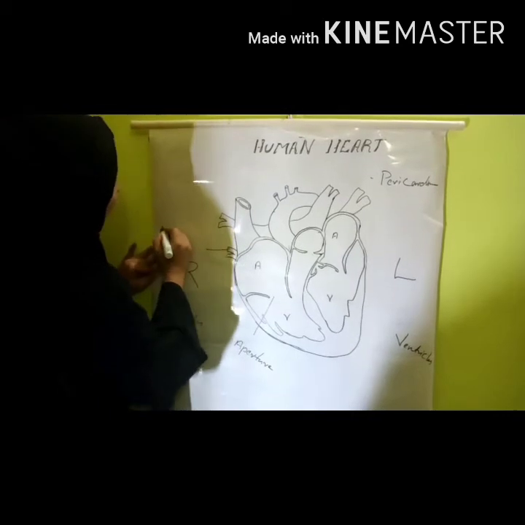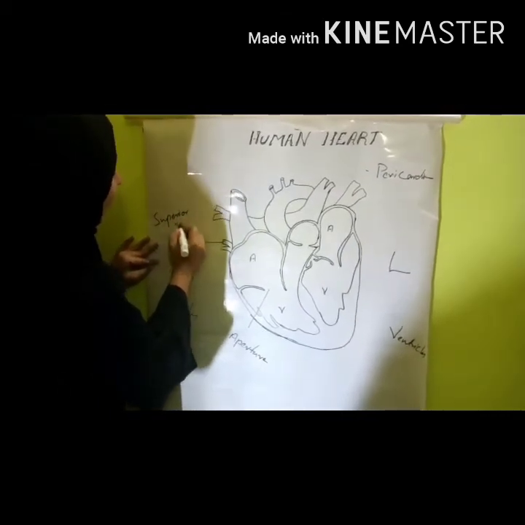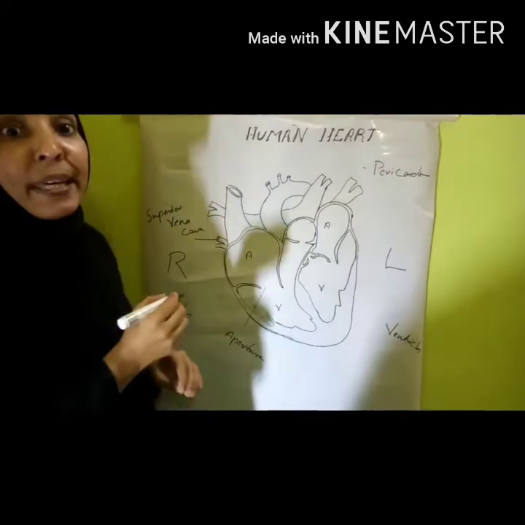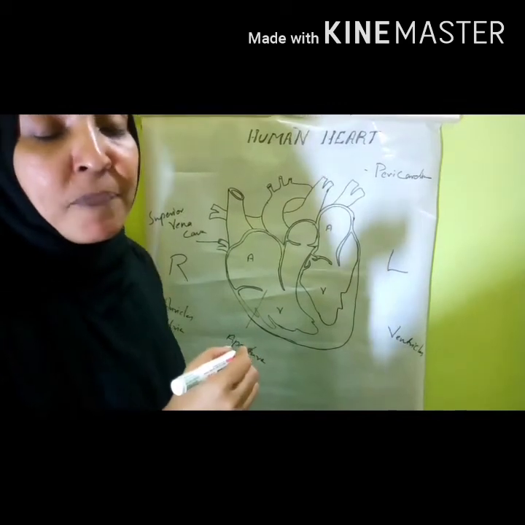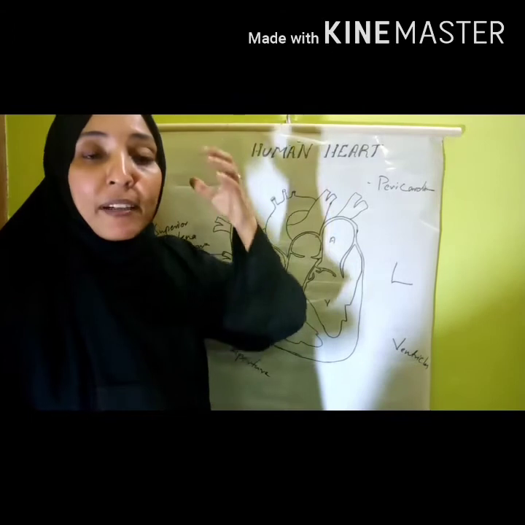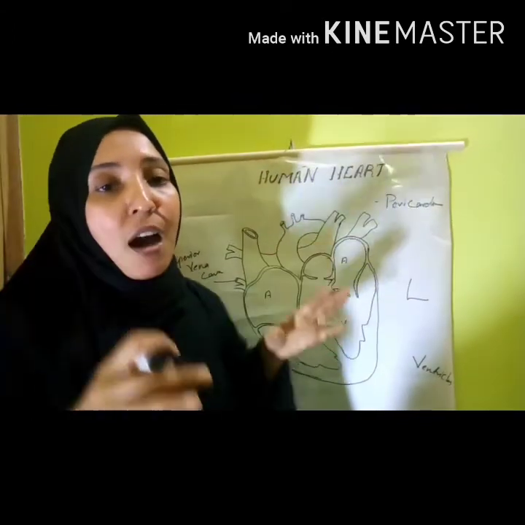One is the superior vena cava. One of the important veins which carries carbon dioxide rich blood is the superior vena cava. It is a major vein in our body, bringing carbon dioxide rich blood from the upper part of the body, that is, from the head and also the upper arms.